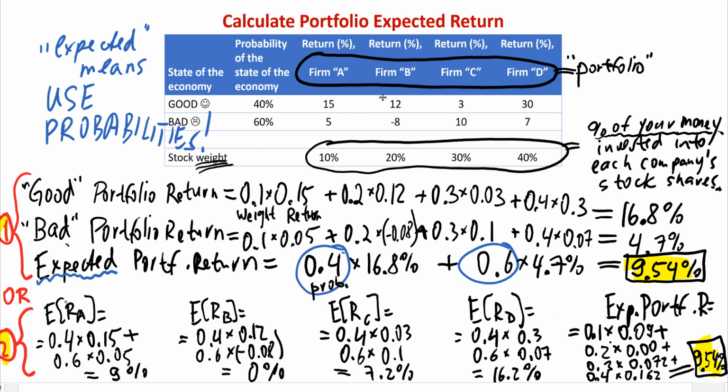So we were right away using the probabilities because we were immediately calculating expected returns for the 4 individual stocks. So in the second method, the probabilities are used early on, and the weights are used towards the end. Whereas in the first method, we use the weights right away, and then we use the probabilities towards the end.